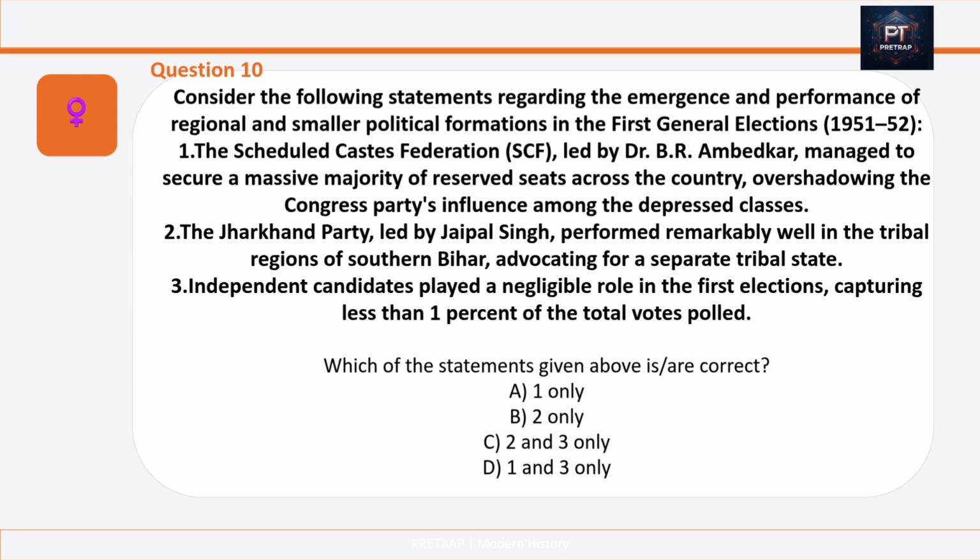The Jharkhand party led by Jaipal Singh performed remarkably well in the tribal regions of southern Bihar, advocating for a separate tribal state. Number 3. Independent candidates played a negligible role in the first election, capturing less than 1% of the total votes polled. Which of the statements given above are correct?